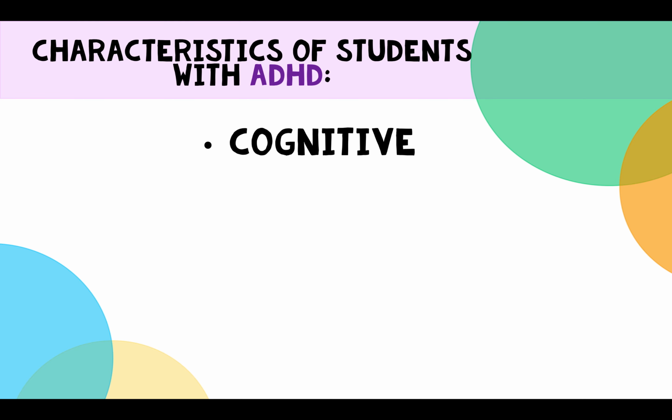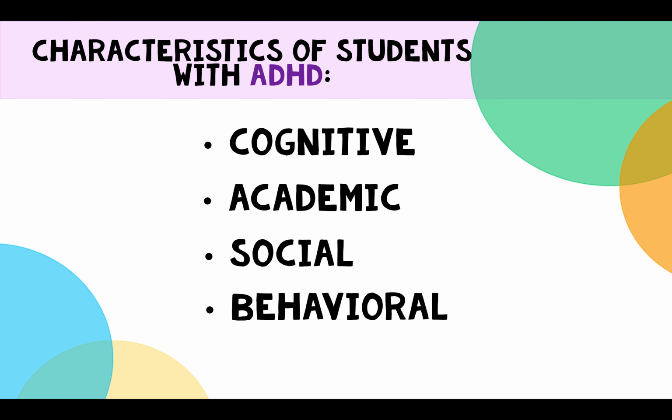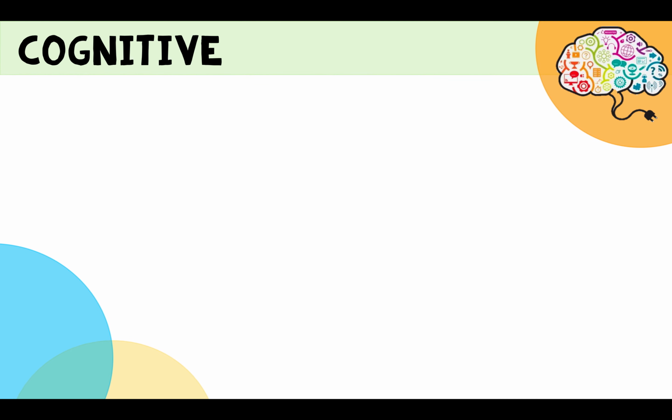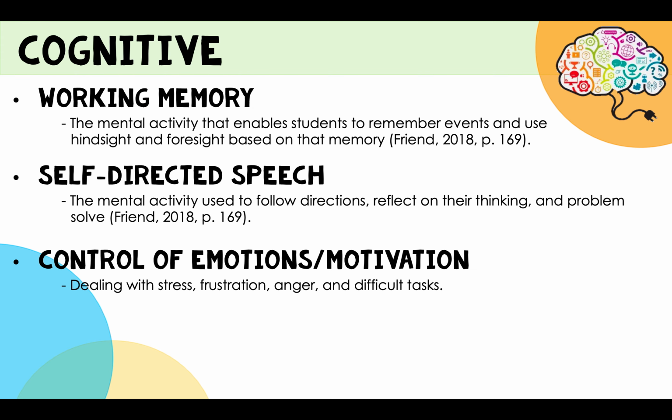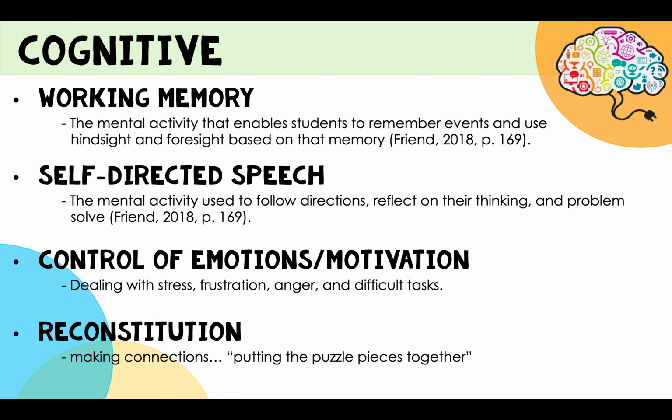Like students with learning disabilities, students with ADHD also have difficulty functioning cognitively, academically, socially, and/or behaviorally. Students with ADHD, also known as attention deficit hyperactivity disorder, have difficulties cognitively. According to Friend, 2018, it is not that students with ADHD can't pay attention, it is that they cannot regulate where their attention is directed, how often it switches to other areas, or how to redirect their attention when it wanders. Students with ADHD experience cognitive difficulties in one or more of the following four categories: working memory, self-directed speech, control of emotions and motivation, and reconstitution.